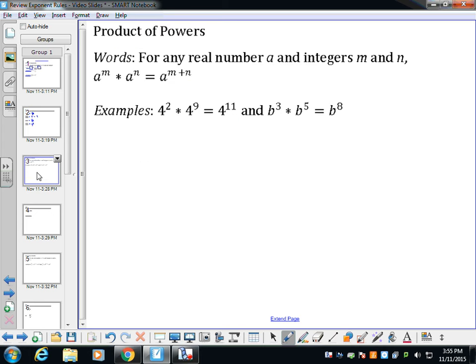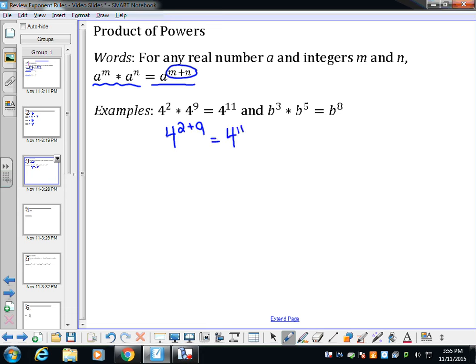Our next rule is product of powers. We probably have been taught when we're multiplying things with the same bases, all we simply do is keep the base the same and add their exponents. So in these examples that are already done for you, 4 squared times 4 to the 9th is simply 4 to the 2 plus 9, which is 4 to the 11th.